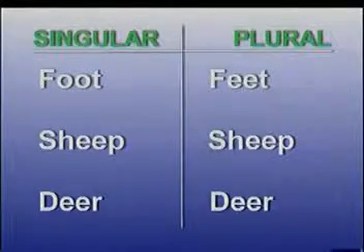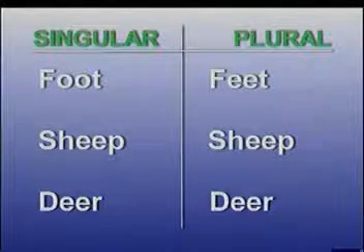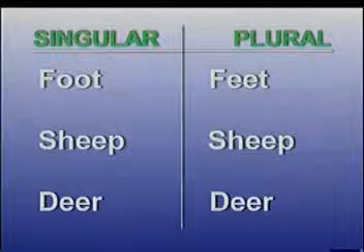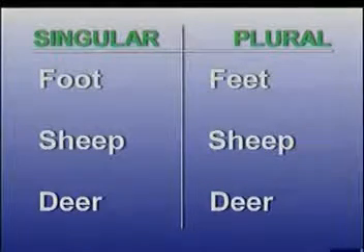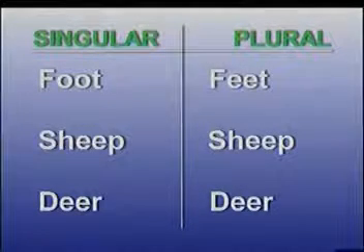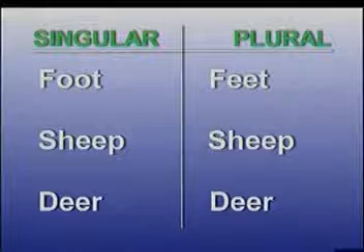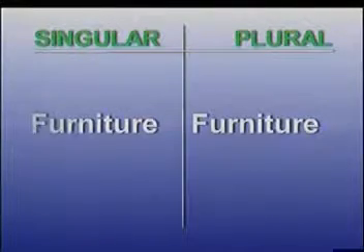Foot, feet. Sheep, sheep. Deer, deer. Furniture, furniture. Obviously, the way a noun is written depends on whether the noun is singular or plural. From the table we just saw, we can conclude that nouns show number in three ways.